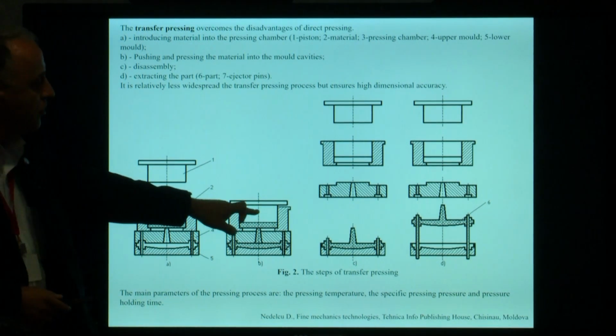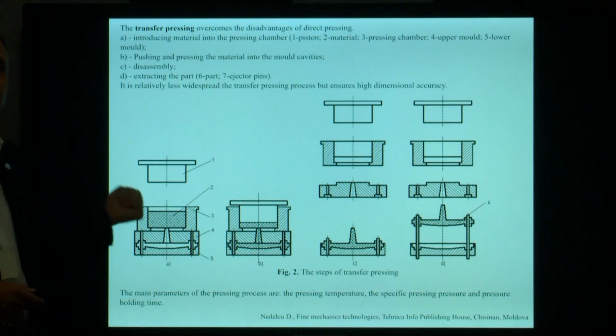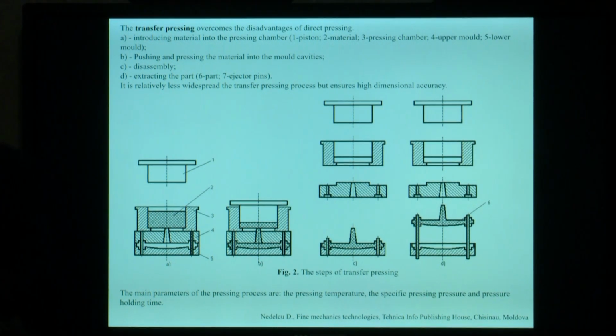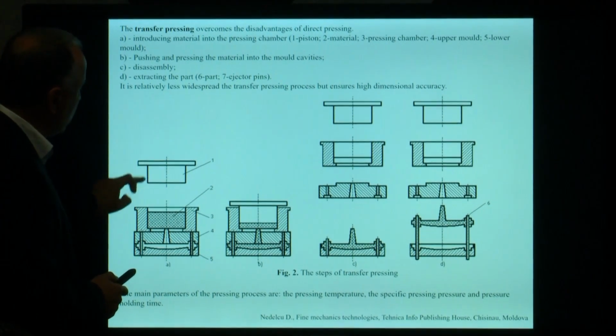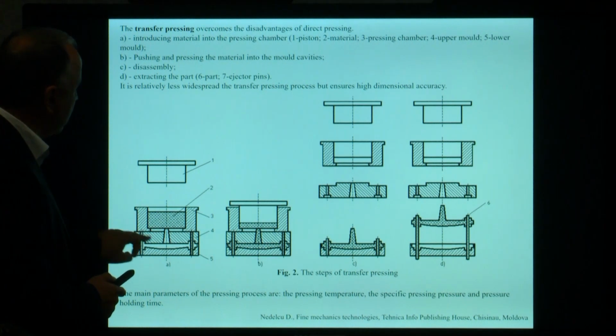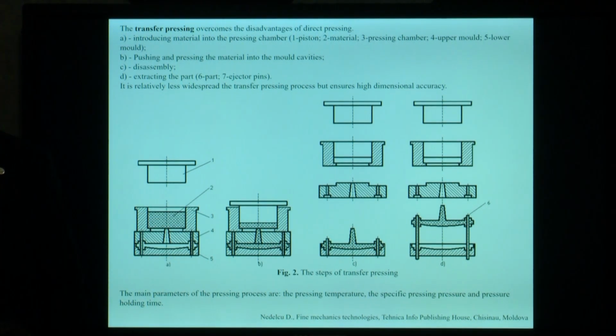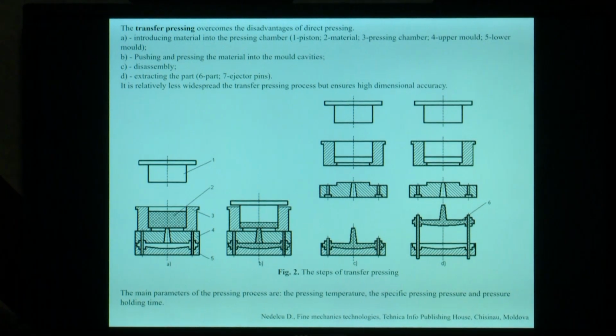So you can see here all the steps. What is new in this technology? On the first step, we have to put the material inside of chamber number 3, the pressing chamber, which is at the same time heated to different temperatures. And the material reaches here the melted state.